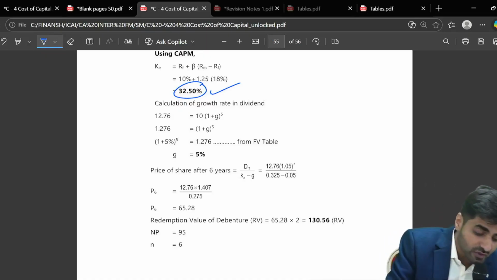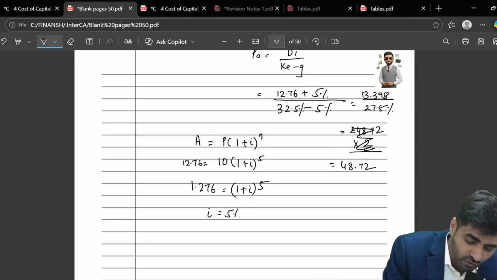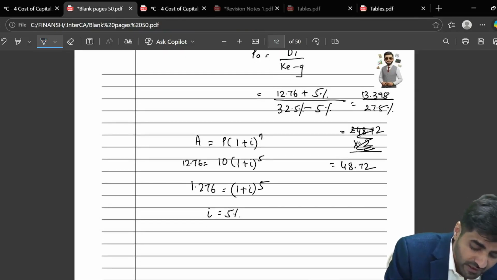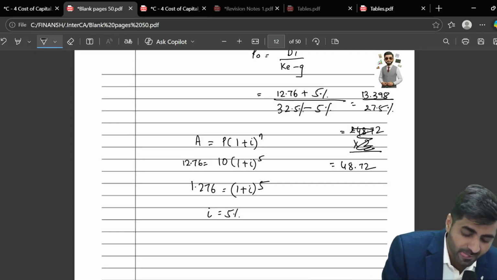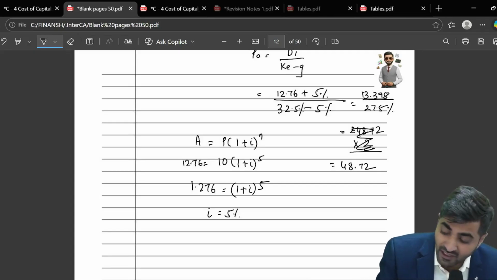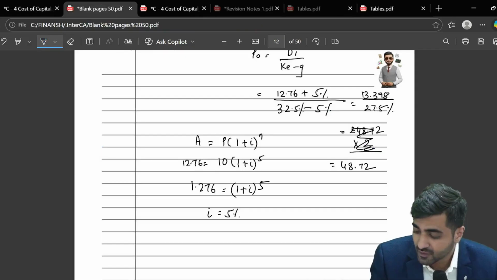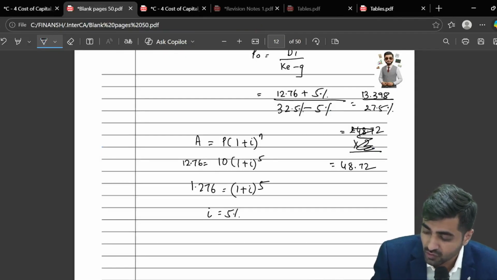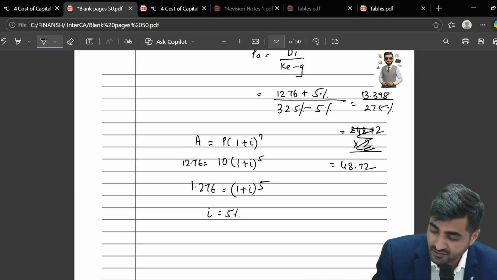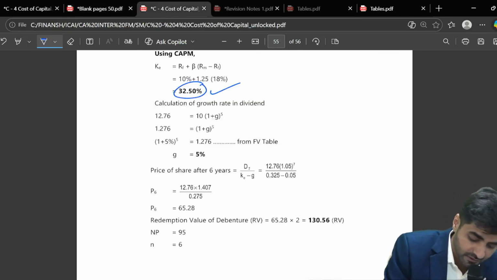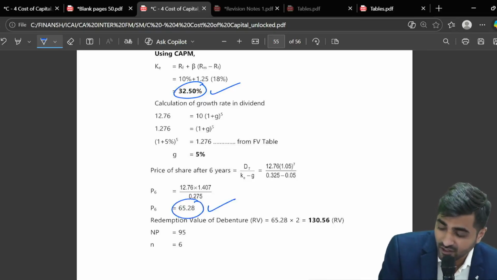Okay, so now, my dear students, there are 2 ways to do it. But what we will do is, chalo, everyone is okay with this much part first. Now, just do one thing. Add growth rate 5% for 6 years. Just do that. 1, 2, 3, 4, 5, 6. See, same answer, 65.28. Are you getting it?